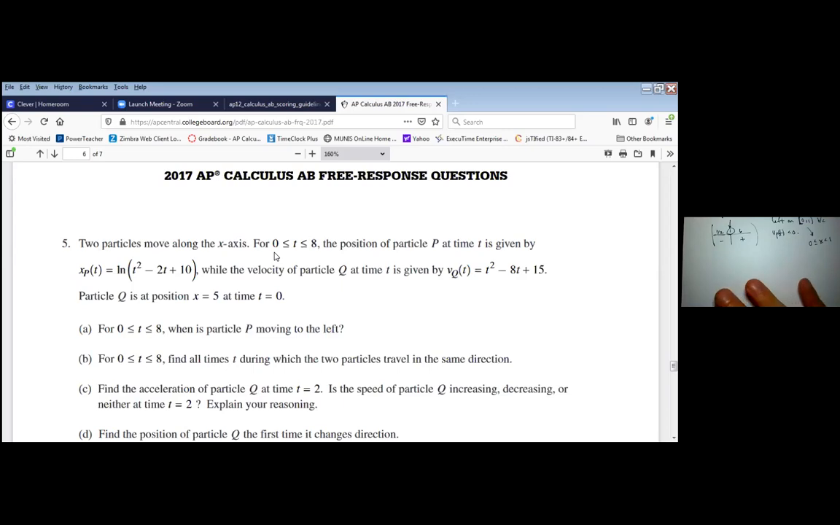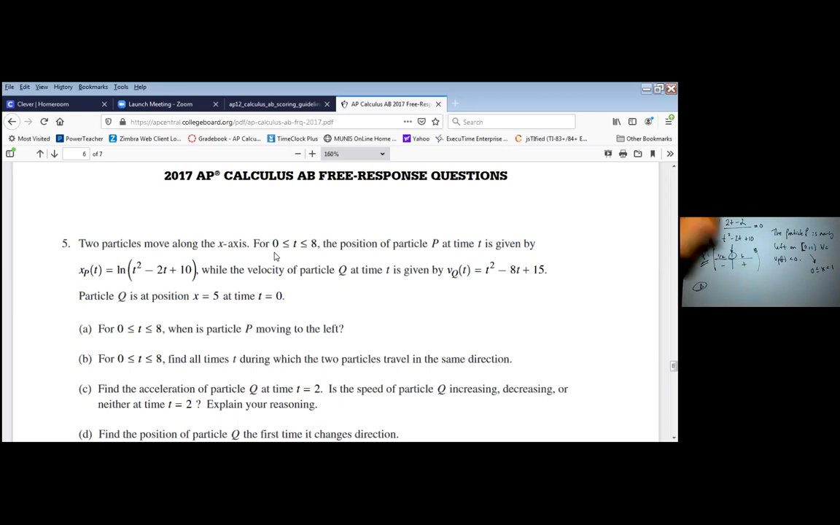All right, part B. We want to find all the times where the two particles travel in the same direction. Okay, now, good news, we've already done half the problem. We already did part A. What do we know about particle P? So I'm going to put a P beside this and underline it. I already know about particle P. It's going to the left from 0 to 1. It's going to the right from 1 to 8, where this problem ends, right?